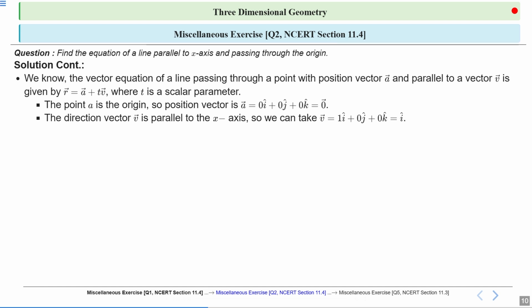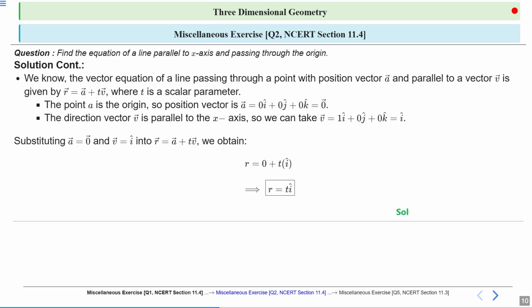Now the direction vector v vector is parallel to the x-axis, so we can take v vector equal to 1 i cap plus 0 j cap plus 0 k cap, which is equal to i cap. Substituting a vector equal to 0 vector and v vector equal to i vector into r vector equals a vector plus t v vector, we obtain r vector equals 0 plus t times i vector. So r vector will be equal to t i cap.